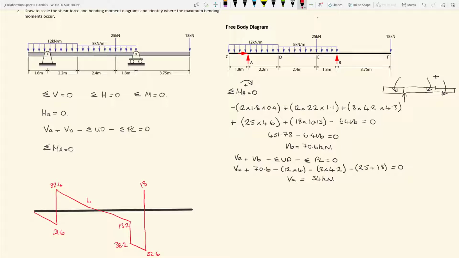Between the reaction at B and the end of the cantilever, there are no other loads acting, so the shear force remains constant. It remains constant to the end of the beam, at 18 kilonewtons. Now we have the vertical load acting down at 18 kilonewtons, and that closes off our shear force diagram. So we start at 0 and we end at 0.